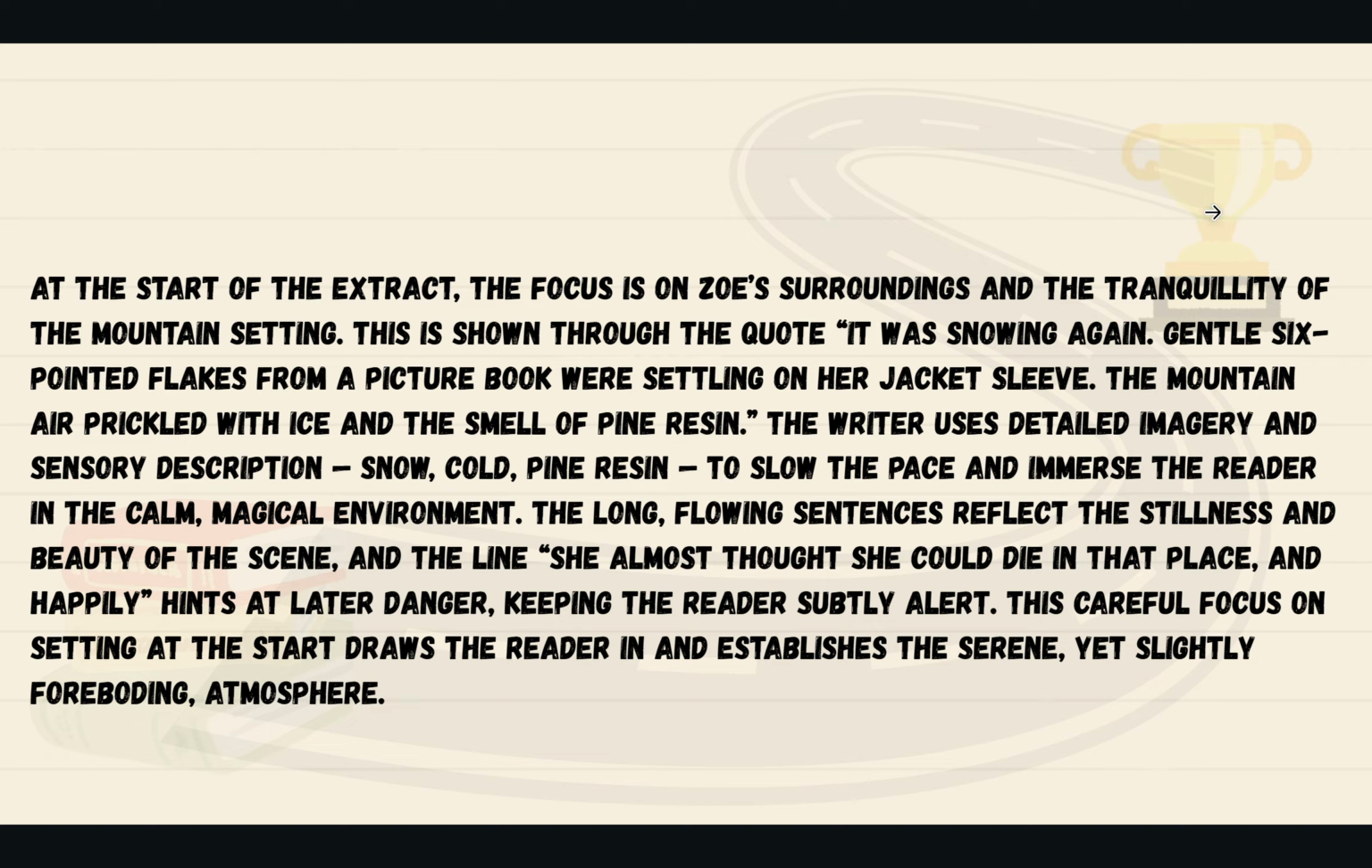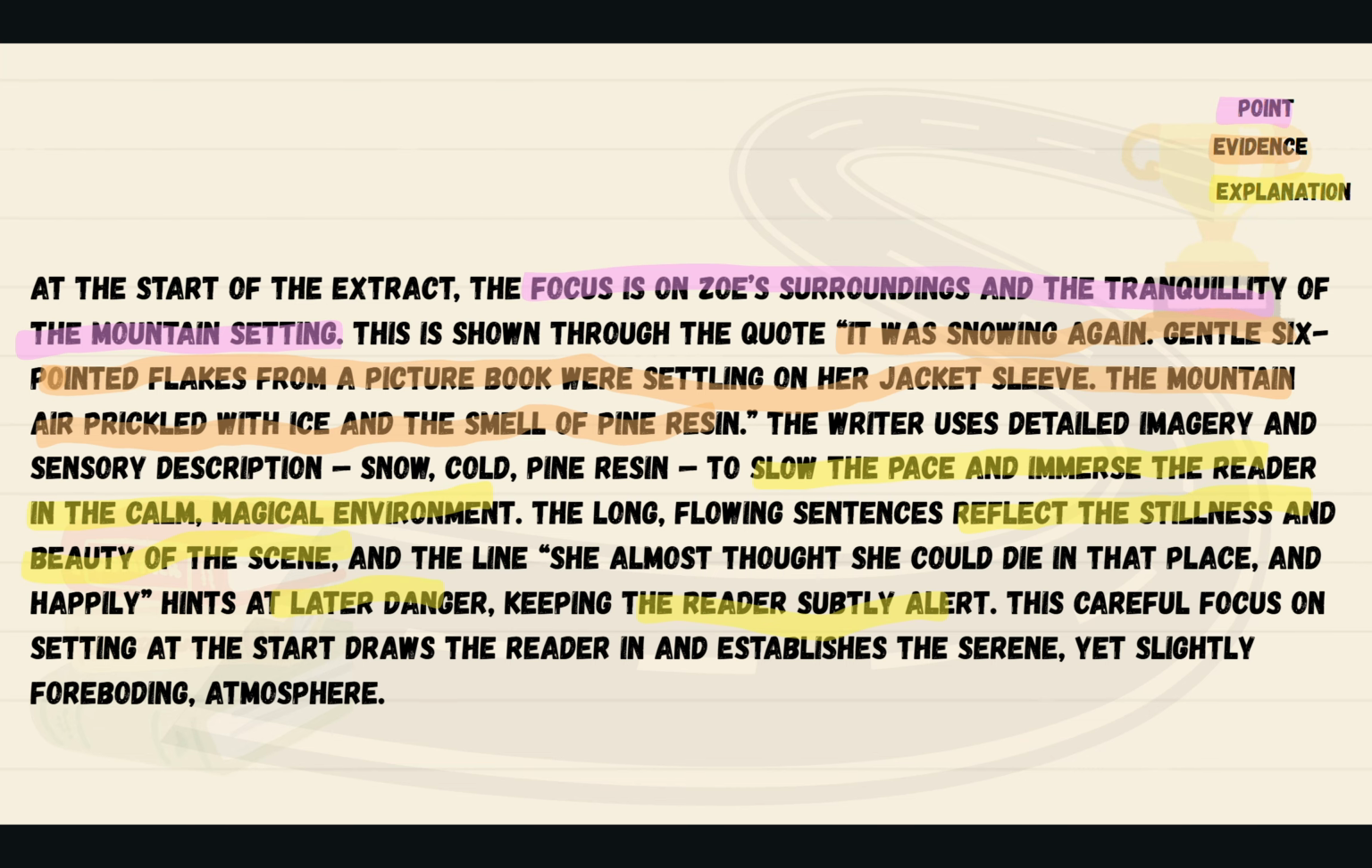Let's have a go at analysing this paragraph. So in pink, I've highlighted the point that the focus is on Zoe's surroundings and tranquility of the mountain setting. In orange, I've put the evidence, so the quotes from the text. In yellow, I've put the explanations. And then here in blue, I've put the link back to the focus, which is the structure.